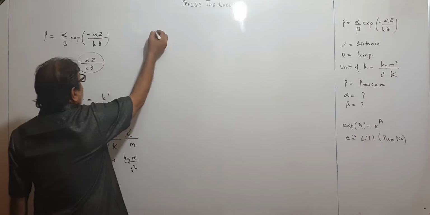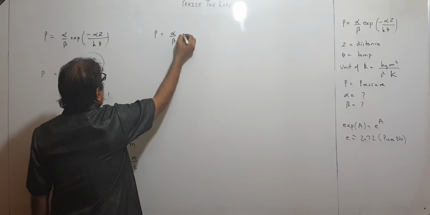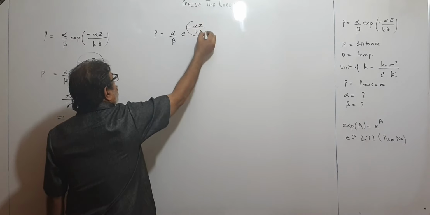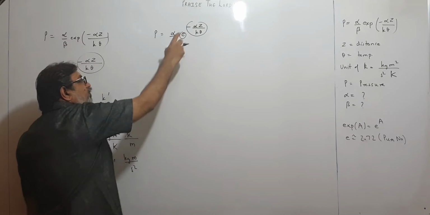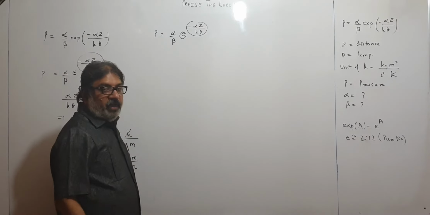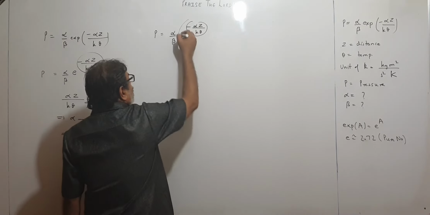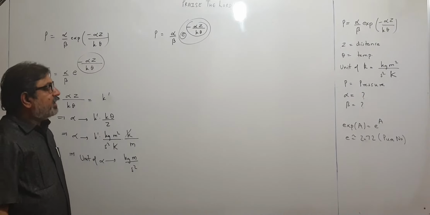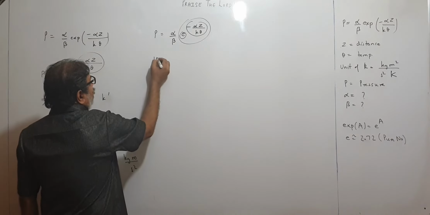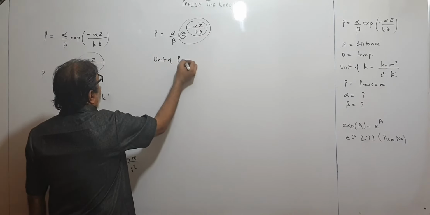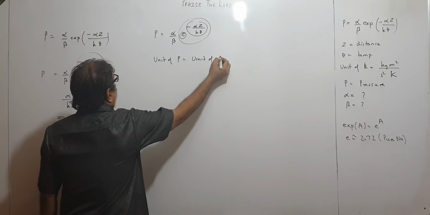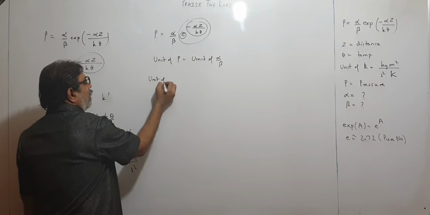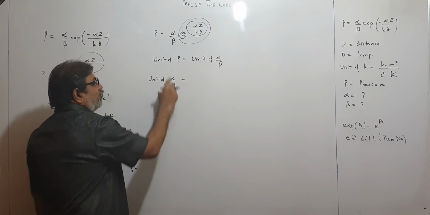Now children, please understand, pressure is alpha upon beta e raised to minus alpha z upon k theta. This is a pure number and this is a pure number. A pure number raised to a pure number will be a pure number, some constant. It will have no units. So this much part has no units. The base and exponent both are pure numbers, that you already know. That means the unit of P will be the unit of alpha upon beta. That is very clear. So the unit of alpha upon beta will be the unit of P, pressure.